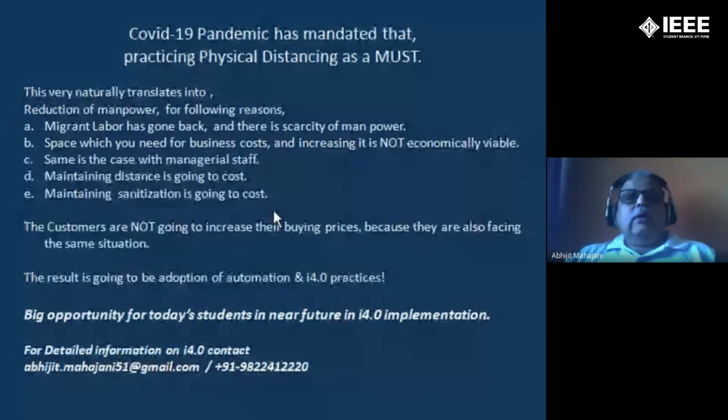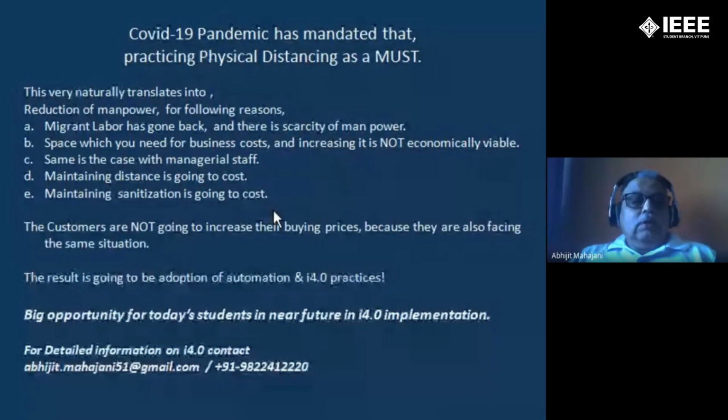The COVID-19 pandemic has mandated that practicing physical distancing is a must, and this is going to be a problem for most of the industry, because if you want to give a lot of space around every person, you need a lot of space, and space is a cost. Naturally, there is a tendency to reduce people. There is a tendency to go in for automation. There is a tendency to go in for Industry 4.0 kinds of initiatives, because that is going to save you money, increase your productivity, and create good quality.